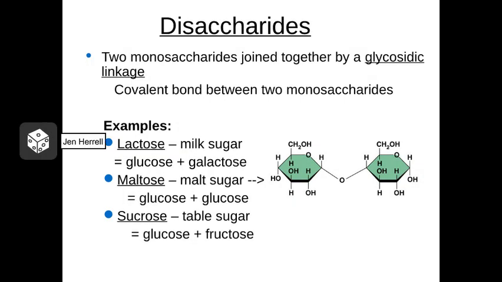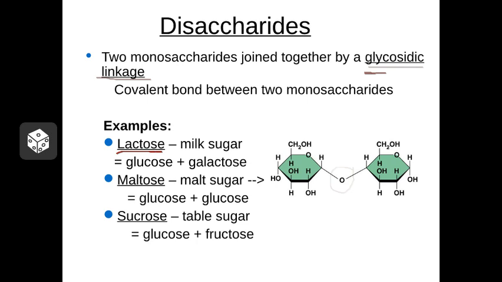In carbohydrates, dimers are known as disaccharides. Disaccharides consist of two monomer units, two monosaccharides put together. They're held together by a special kind of covalent bond, which we call a glycosidic linkage. Whenever you see the term glyco, I want you to think carb. Glyco refers to carb.